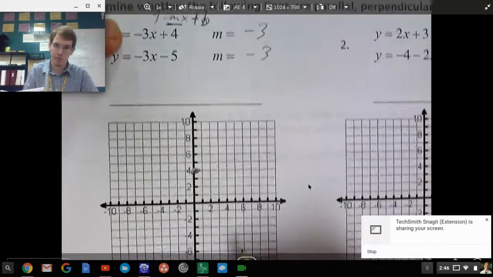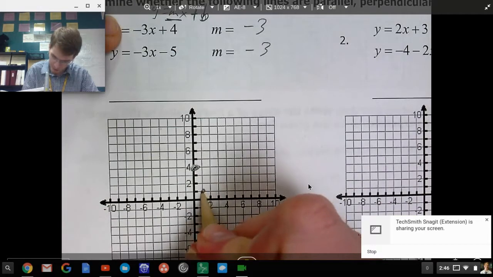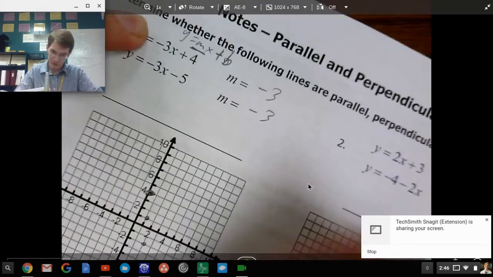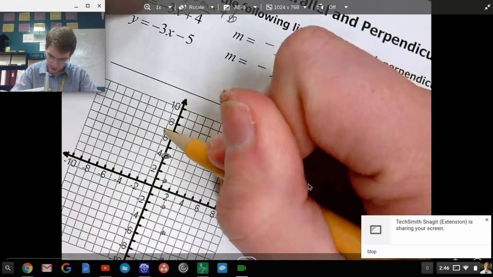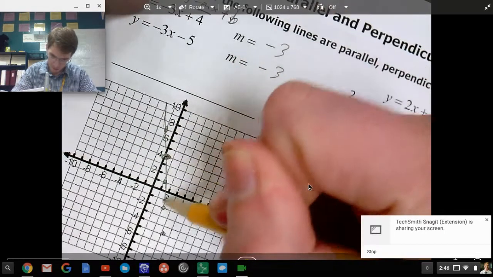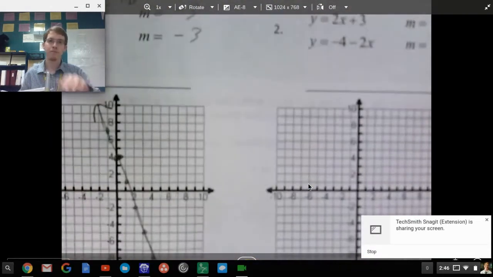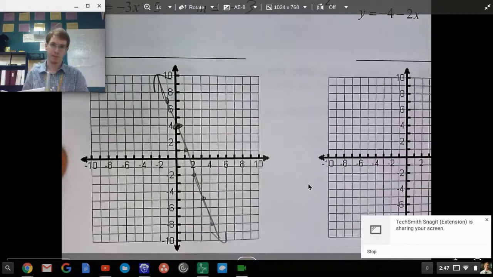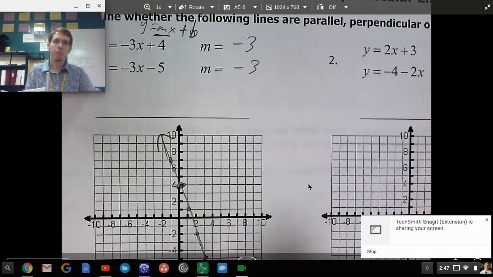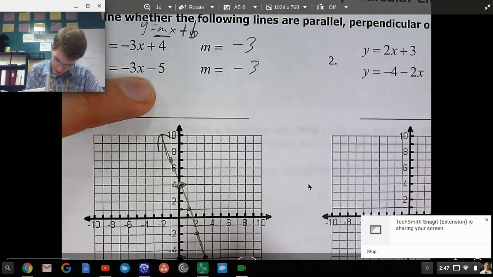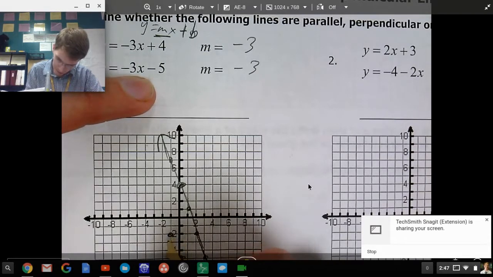Now it's a negative slope, so it's going to go down 3 to the right 1, down 3 to the right 1, etc. As long as my points are perfect, it doesn't really bother me too much if my line's a little crooked. Because there's my first line. My second one, I'm going to start at negative 5, so 0, negative 5. Negative 3, so down 3 over 1, down 3 over 1, up 3 to the left 1.